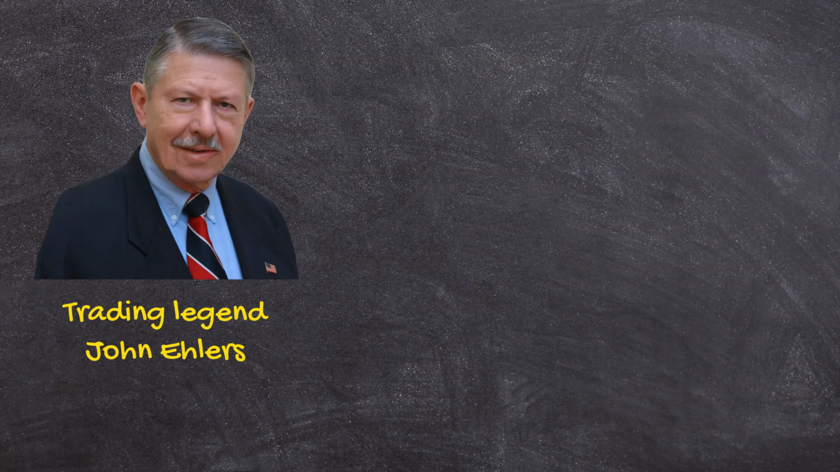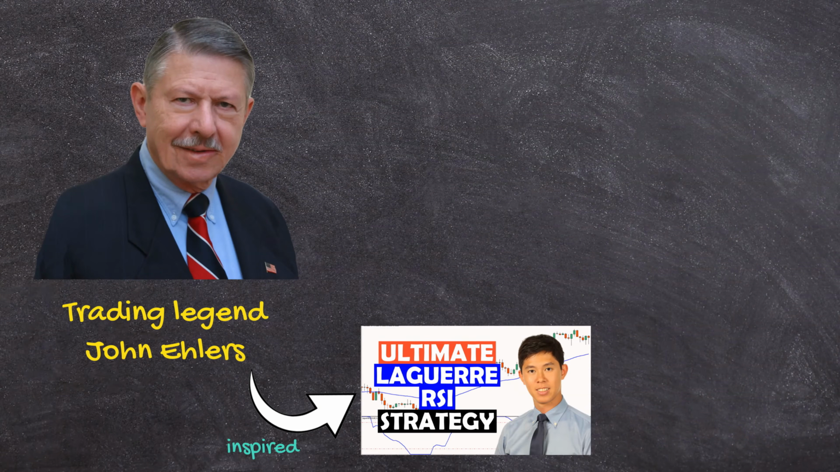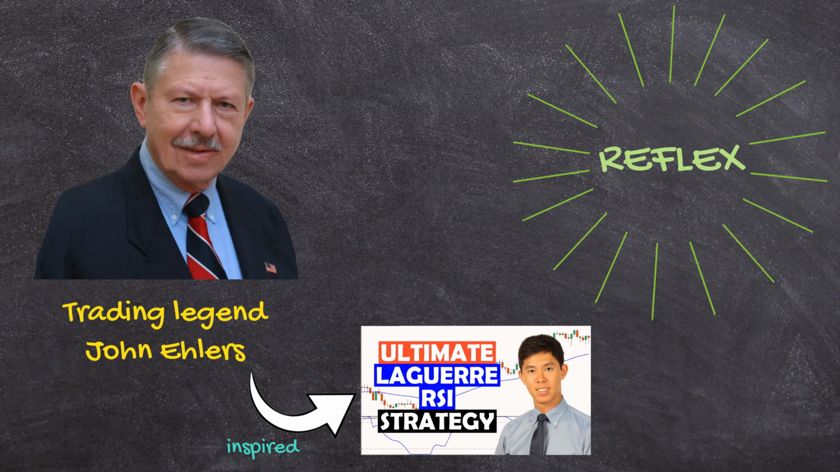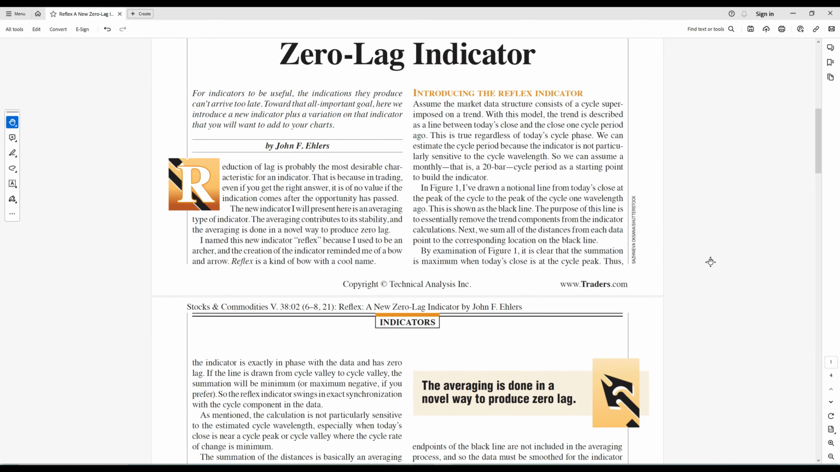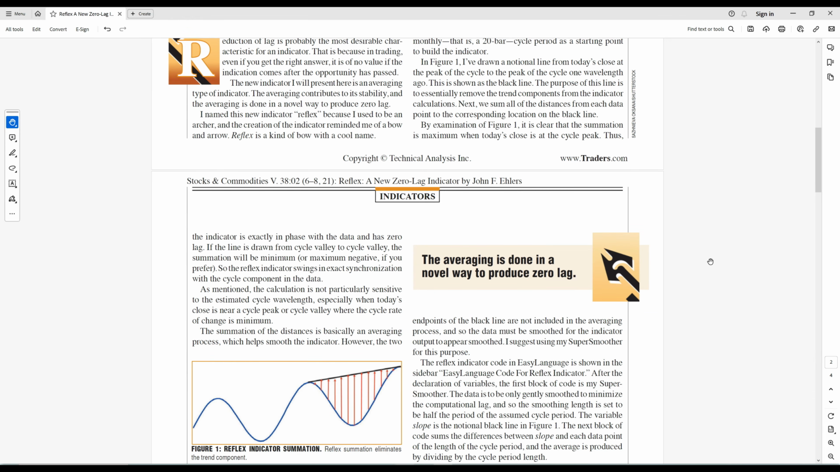From the creator of the Laguerre RSI that I explored in an earlier video, the Reflex indicator is another novel addition to any trader's toolbox. Developed by John Ehlers, the Reflex is essentially a detrended momentum oscillator that greatly reduces lag. According to Ehlers, the market data structure consists of a cycle superimposed on a trend. By default, 20 periods is used for the cycle length, although the indicator is not particularly sensitive to this parameter.